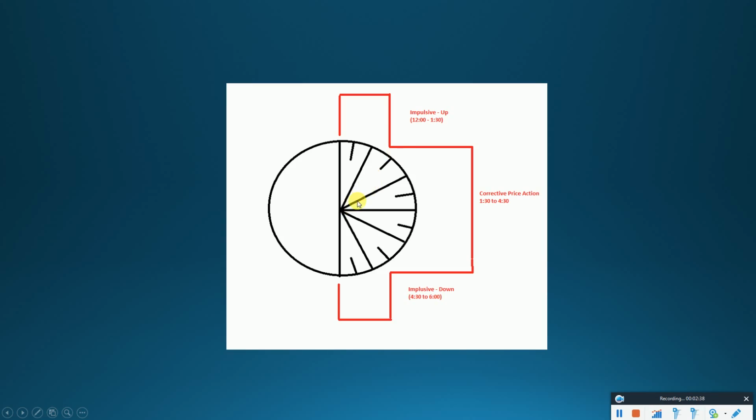On the other hand, if the slope lies between 1:30 and 4:30, then it is not an impulse wave, it is something else, maybe a corrective price action, double threes, triple threes, anything, but it's not an impulse wave. Next, if the slope lies between 4:30 and 6, then we can mark that as an impulsive down wave. It's that simple. I know it's crazy, but it is simple and it is very effective.